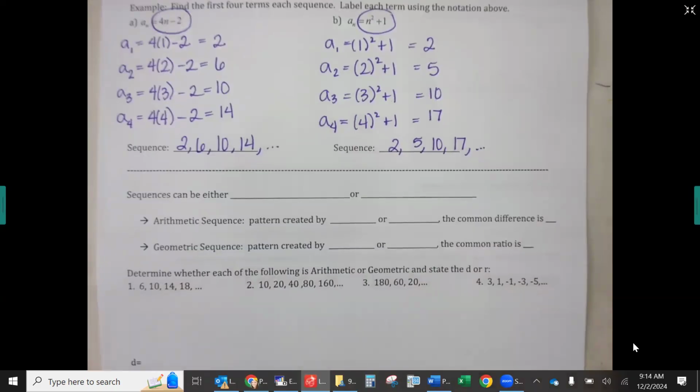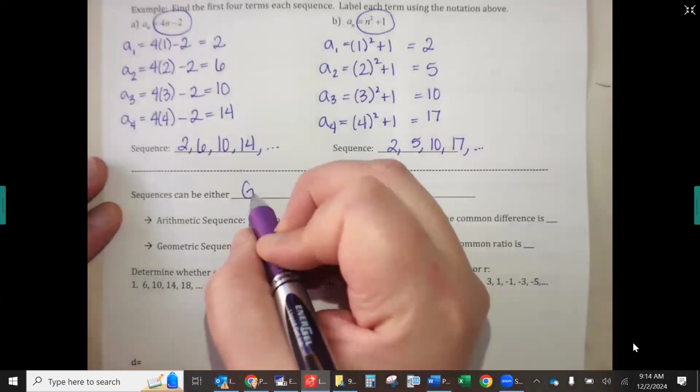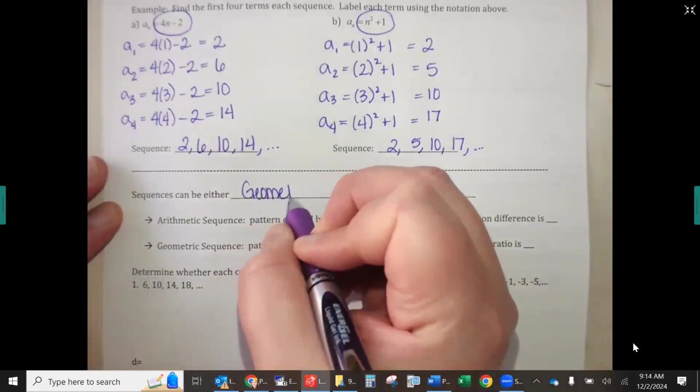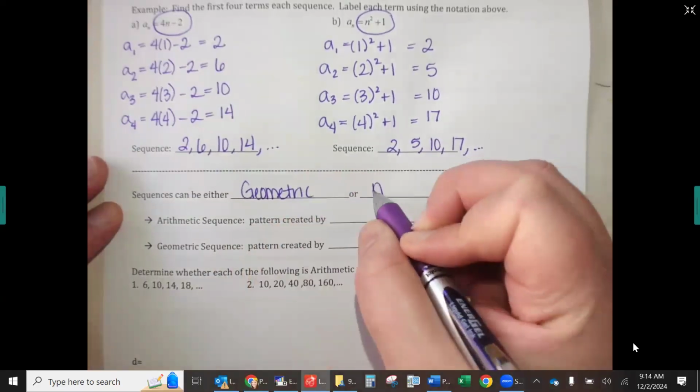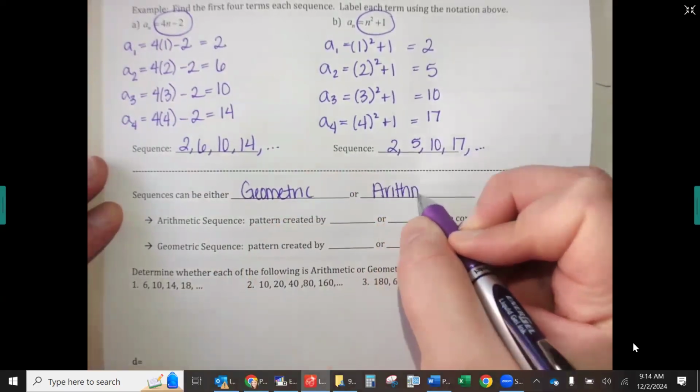Okay, now there are 2 special types of sequences. You can see it in the top of your notes. You have an arithmetic and a geometric.